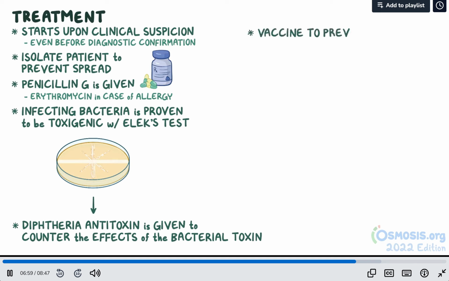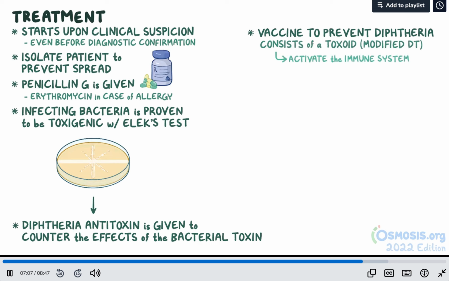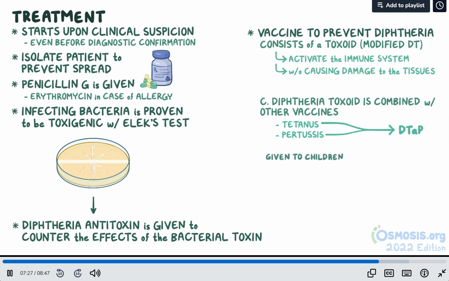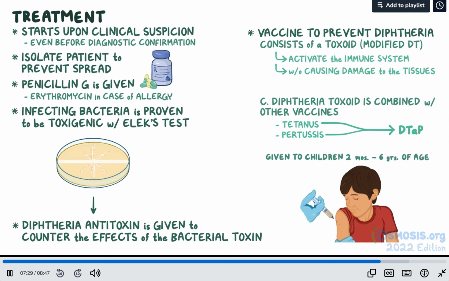Luckily, there's a vaccine to prevent diphtheria. This vaccine consists of a toxoid, which is a modified DT with the ability to activate the immune system and make it ready to tackle a real infection without causing damage to tissues. C. diphtheriae toxoid is usually combined with other vaccines against Clostridium tetani, which causes tetanus, and Bordetella pertussis, which causes whooping cough. And together they're called the DTaP vaccine, given to children between 2 months and 6 years of age.